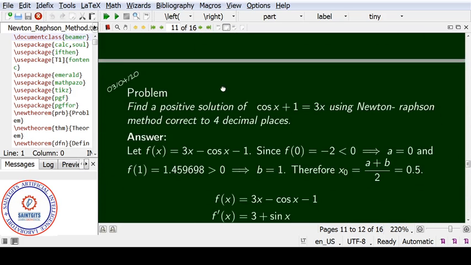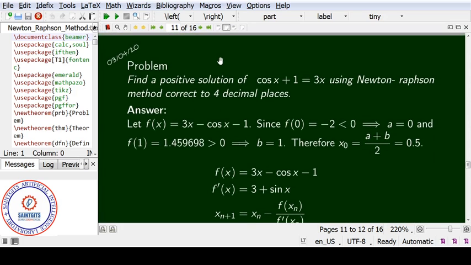Next problem is to find a positive solution of cos x plus 1 equal to 3x using the Newton-Raphson method corrected to 4 decimal places. Here also is a transcendental equation, but we need a positive solution. We know that modulus cos x is always less than or equal to 1. So it is better to put this cos x plus 1 to the right side to get a positive solution. Okay, so f of x equal to 3x minus cos x minus 1.